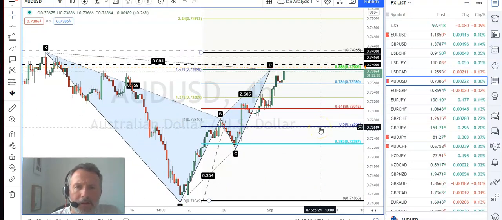Okay guys, I hope that all makes sense. So euro dollar, I'm still bearish. Aussie against the Swiss, the yen and the dollar, I'm looking for potential top-in formations.